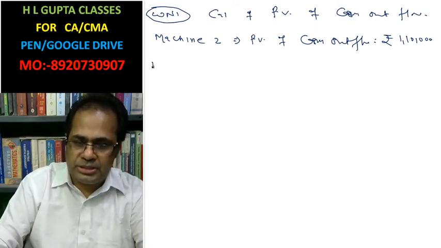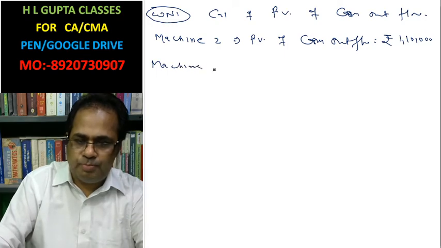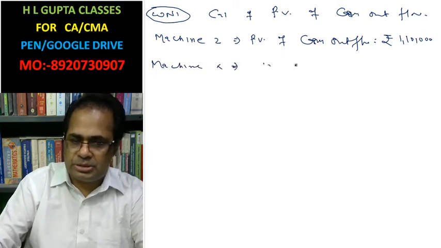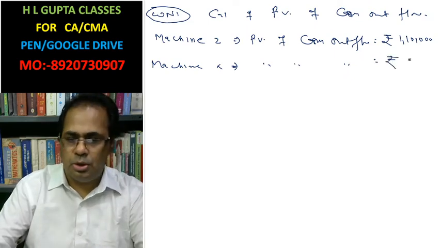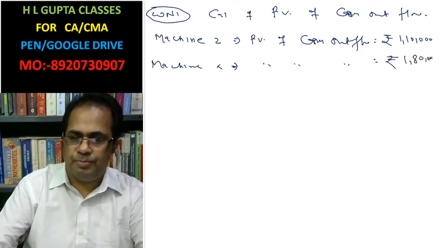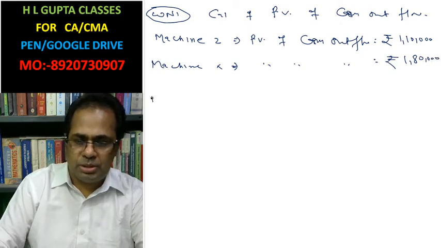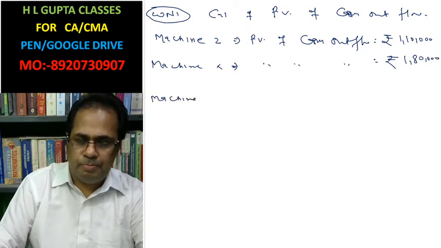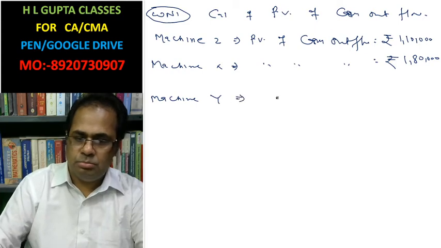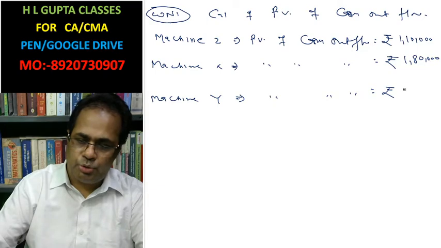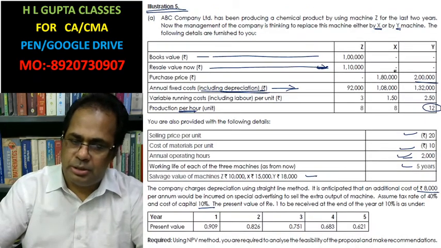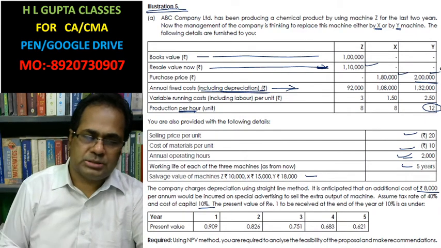Similarly, machine X, present value of cash outflow is rupees 1,80,000. Now machine Y, present value of cash outflow is rupees 2 lakhs. This information is already written here: 1,10,000, 1,80,000, and here 2 lakhs.